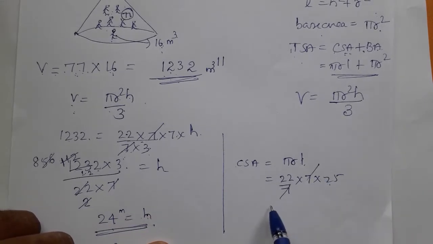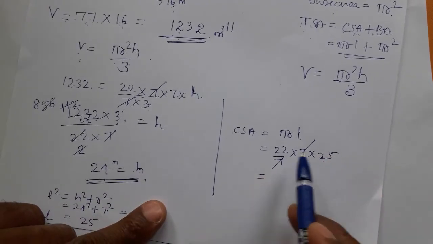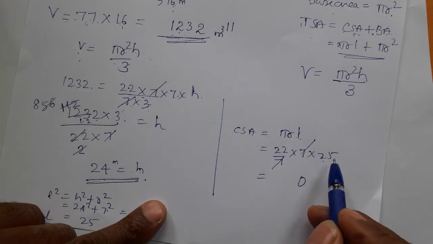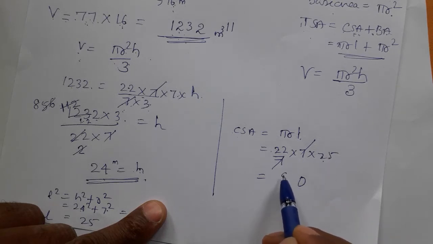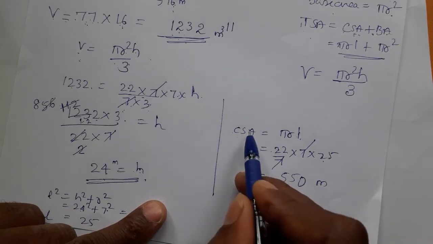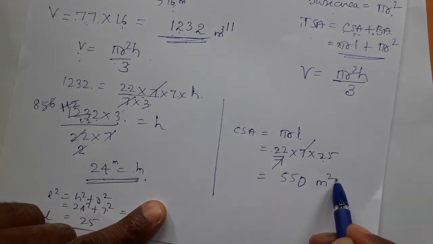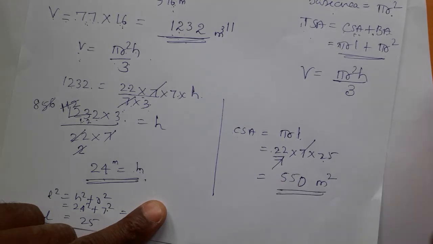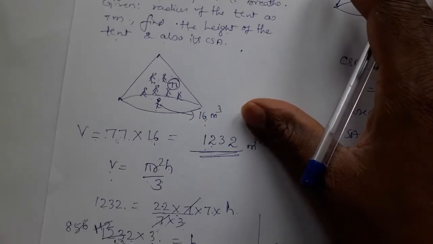7 and 7 get cancelled. We have to multiply. 25 into 2, 50. 5 carry. 25 into 2, 50 plus 5, 55. It is area, no? Area we are finding, so it should be in square units. 550 meters square. See, this was the question from 2017.